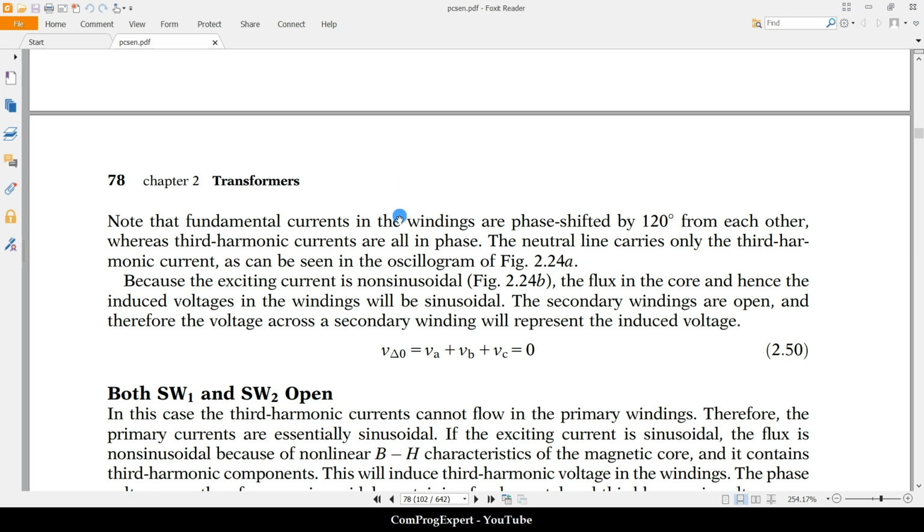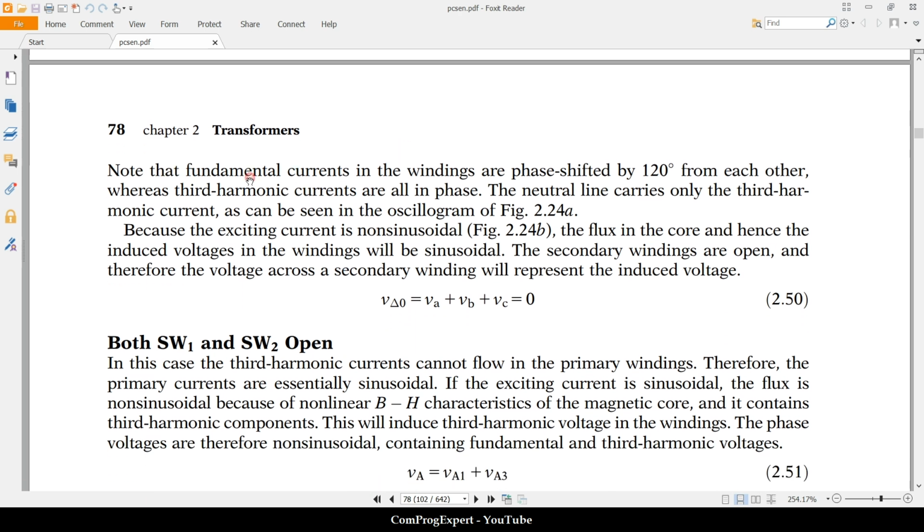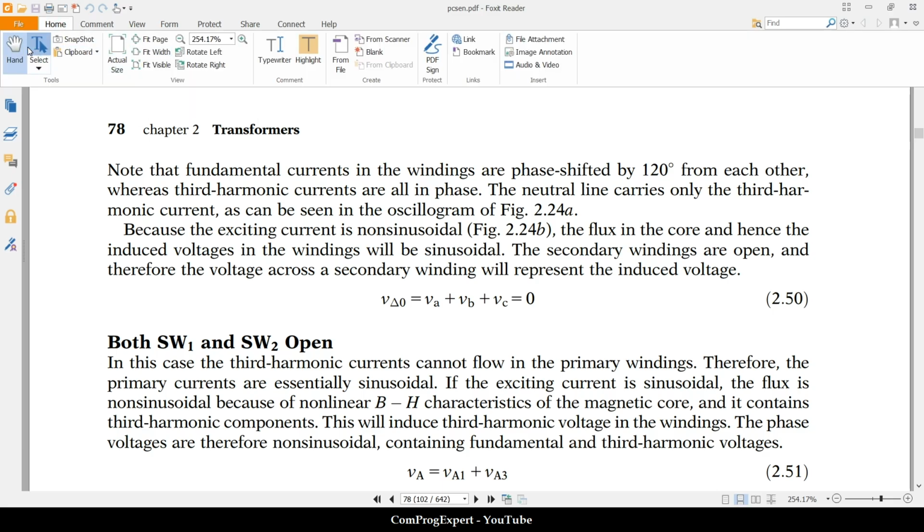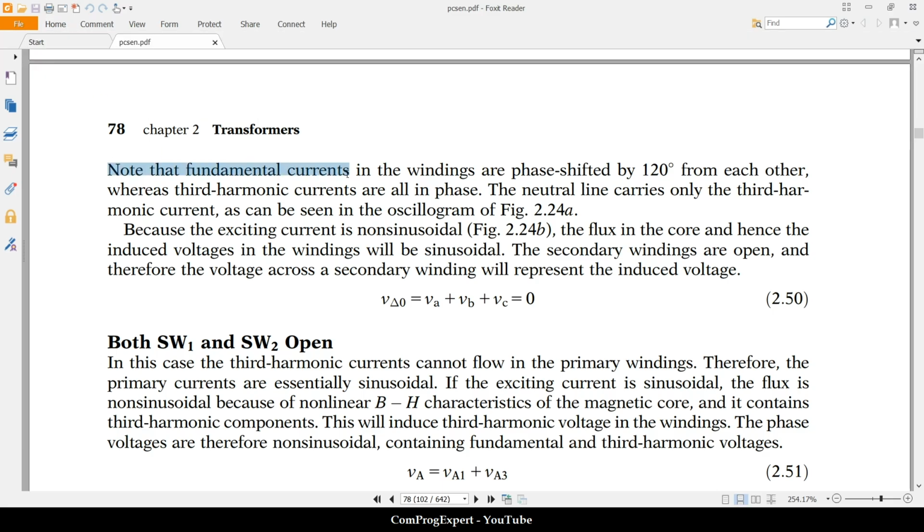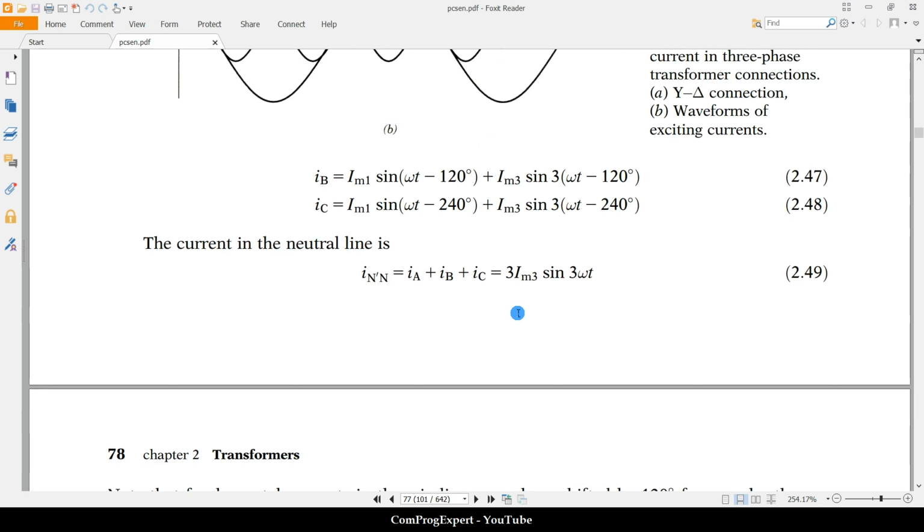Anyway, in this case, note that the fundamental currents in the windings are phase shifted by 120 degrees from each other, whereas third harmonic currents are still in phase. They have the same phase. The neutral line carries only the third harmonic current, as can be seen in this figure.